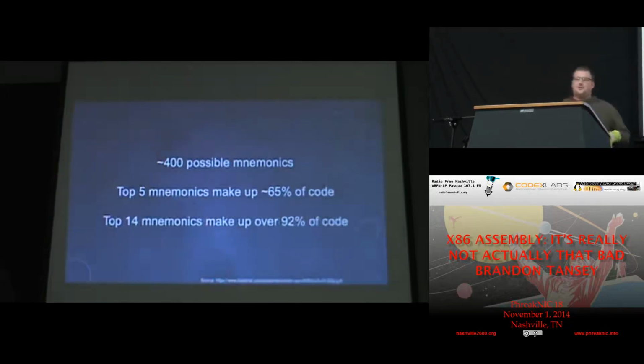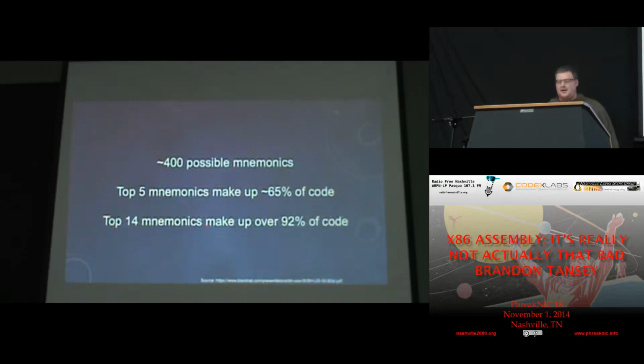So I've got some good news and some bad news. I could have drawn this out to make it a little bit more dramatic, but I didn't. There are about 400 possible mnemonics, and these stats are all from a Black Hat presentation from 2006, which I'll reference later. They found that there are approximately 400 possible mnemonics, which is a lot. But they also found that the top 5 mnemonics make up approximately 65% of code. And even then, the top 14 mnemonics make up 92% of code.